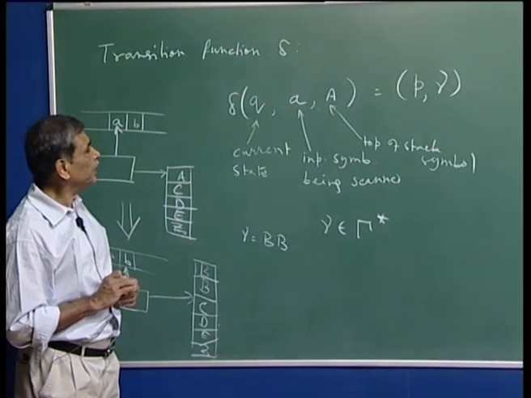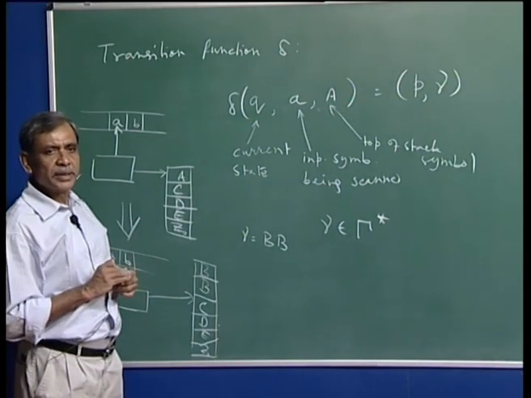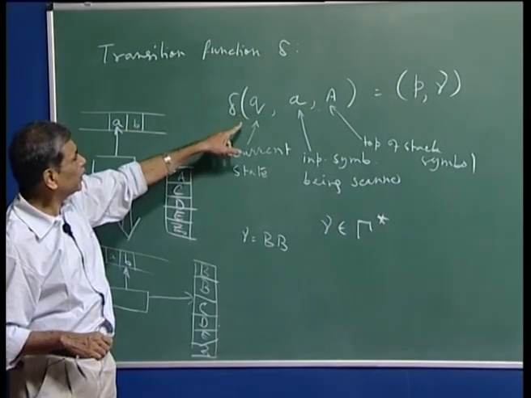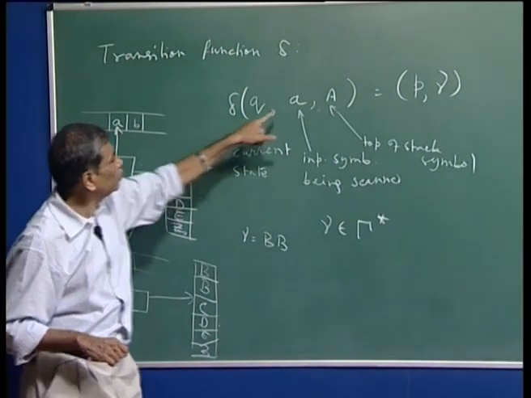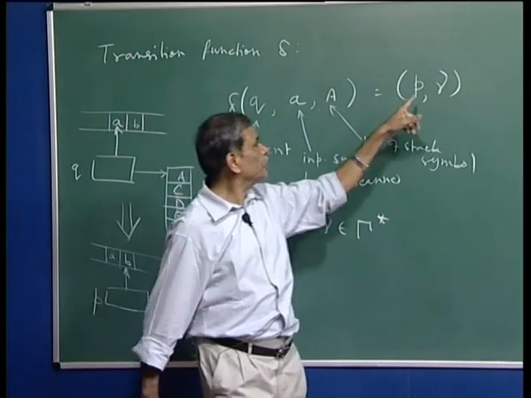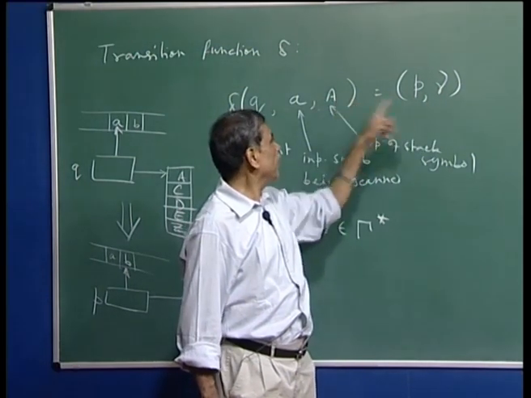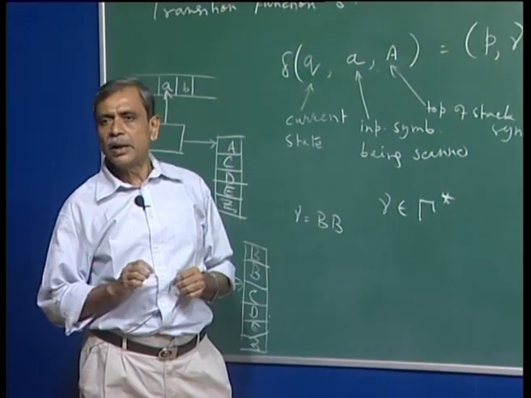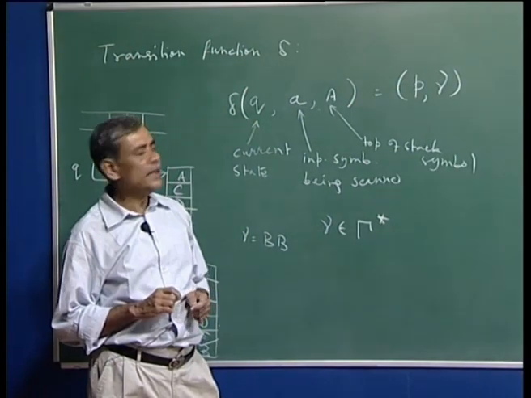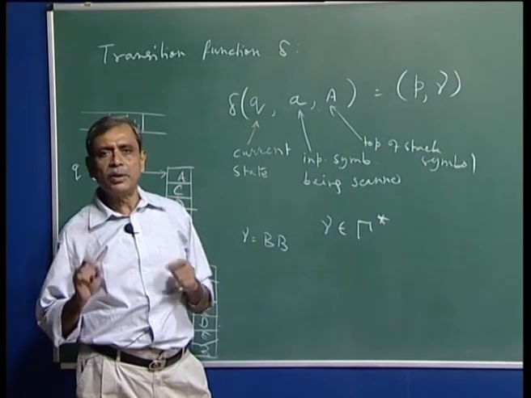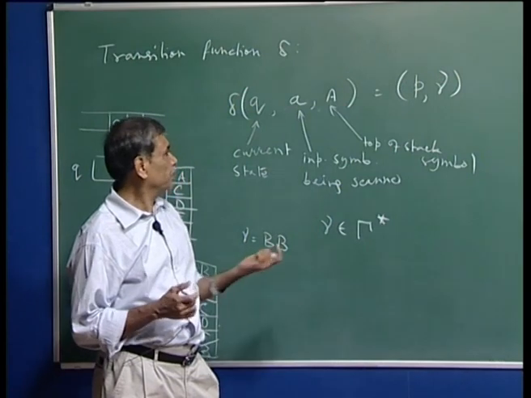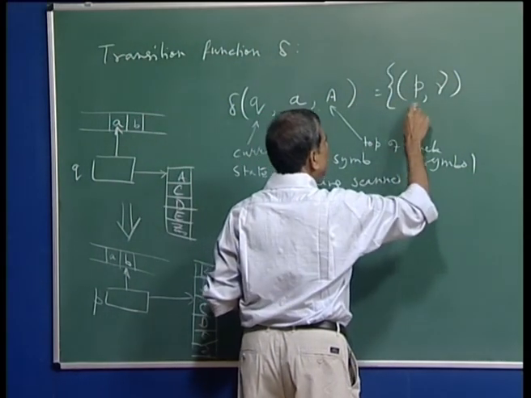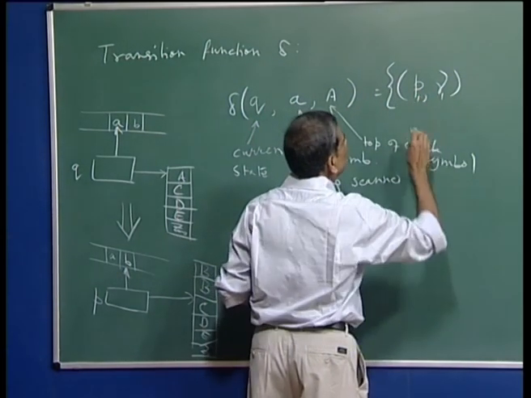Now, right away I should tell you that this is a kind of deterministic thing: whenever the machine is in state Q, the input symbol is A and the top of the stack is A, then the machine goes to state P replacing A with gamma. That is determinism. But we will right away make our definition of PDAs non-deterministic. Where can non-determinism enter? It can enter in two ways. The first way is obvious: suppose I had a number of such tuples.